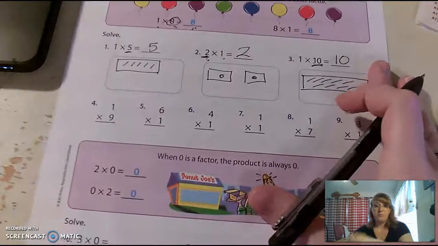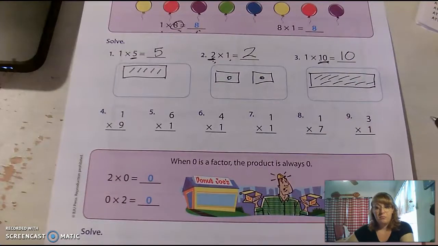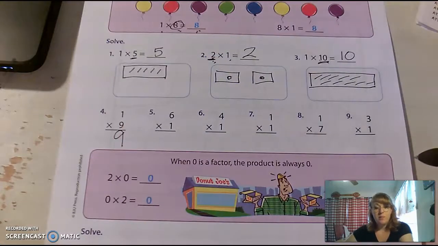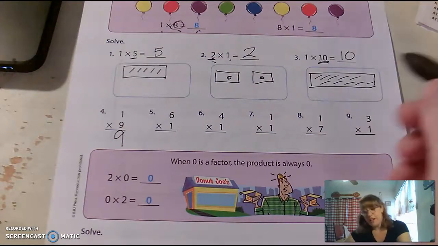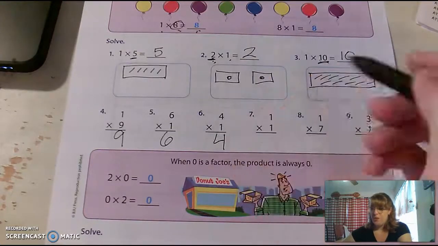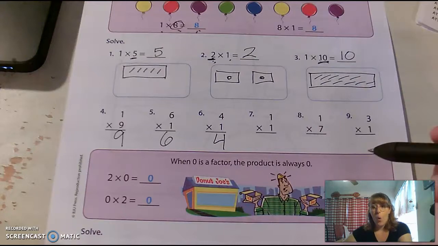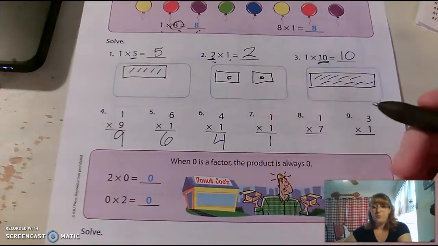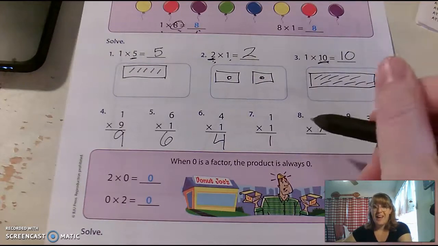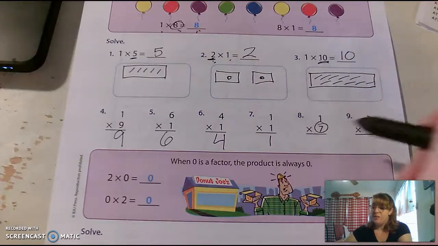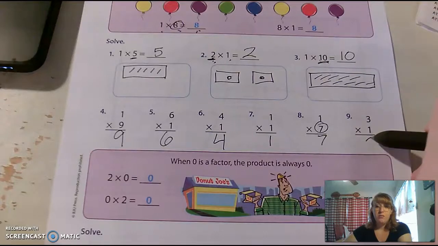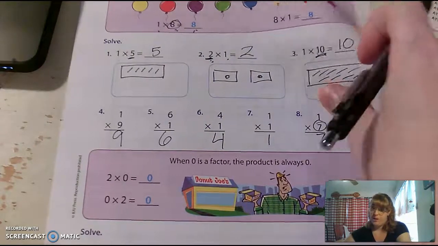Let's look at number 4. What is 1 times 9? 9. Good. Super simple. What is 6 times 1? 6. What is 4 times 1? 4. What is 1 times 1? Ooh, gotcha. That's 1. 1 times 1 is 1. What is 7 times 1? Remember, anything times 1 is itself. So the answer is going to be 7. 3 times 1 is 3. I told you this was going to be easy.